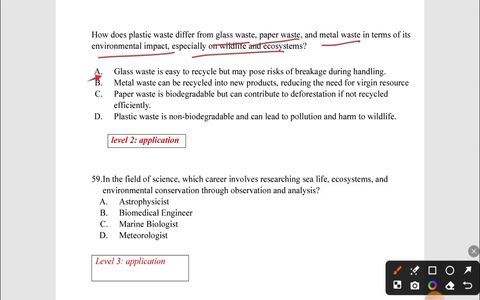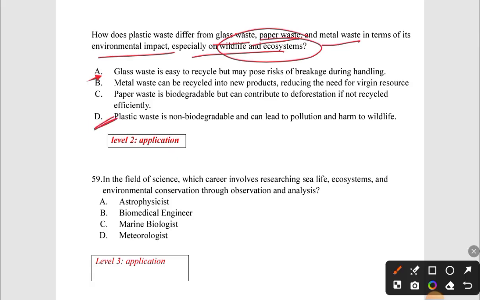A. Glass waste is easy to recycle, but may pose risks of breakage during handling. B. Metal waste can be recycled into new products, reducing the need for virgin resource. C. Paper waste is biodegradable, but can contribute to deforestation if not recycled efficiently. D. Plastic waste is non-biodegradable and can lead to pollution and harm to wildlife. Everything that is being said here is actually true, but the question was on wildlife, and it's only D that has a focus on wildlife. So the answer is D.